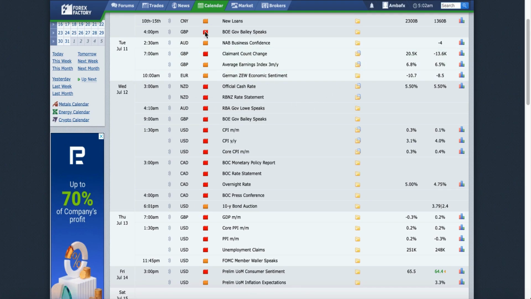But the volatility will start coming into the market on Wednesday, when we have the RBA statement and the US dollar CPI report on Wednesday. That is the inflation measure report. And then on Wednesday too, we have the Canadian dollar monetary policy report, the overnight rate statement. So let's look forward to that.